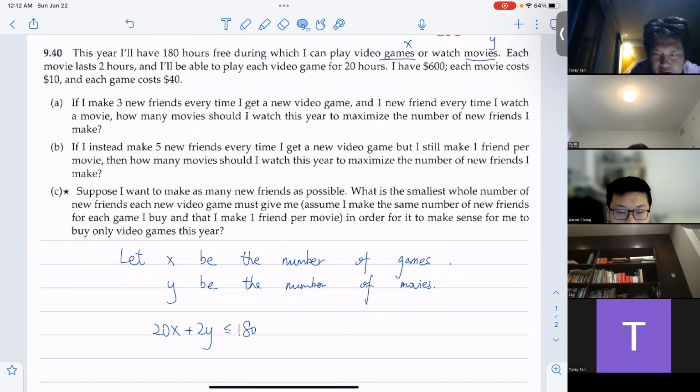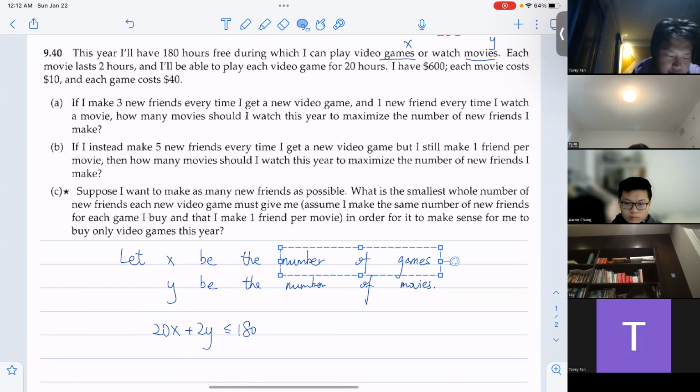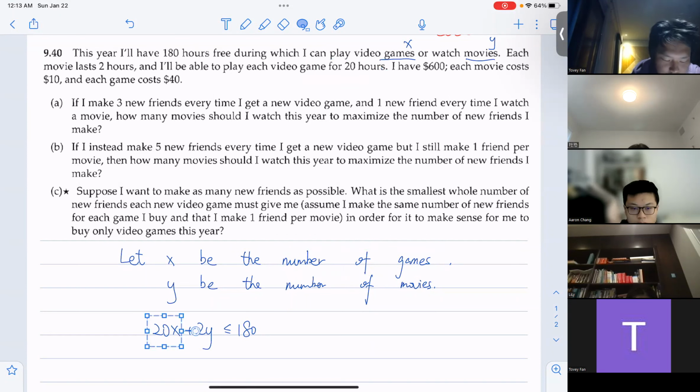Very good. Did you guys follow? X is the number of games, and each game you play for 20 hours, so that's 20x. In other words, the maximum is 9. Each movie lasts 2 hours, so if you watch Y movies, you spend 2y hours on it. In total, it shouldn't exceed 180 hours. Everything good? What about the second inequality? Anyone?